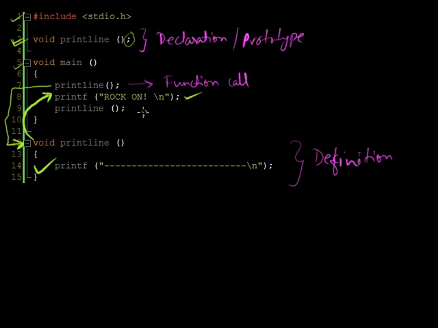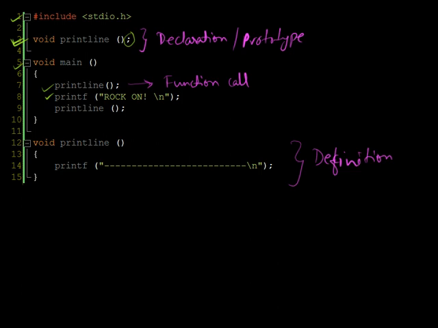Printf will be executed, and then another print line. So printf is executed, this print line is executed. Now it comes here again, the same process is repeated. Print line is executed, and then you go back from here to here. Naturally the program ends here. So this way your program is executed if you have a user defined function.